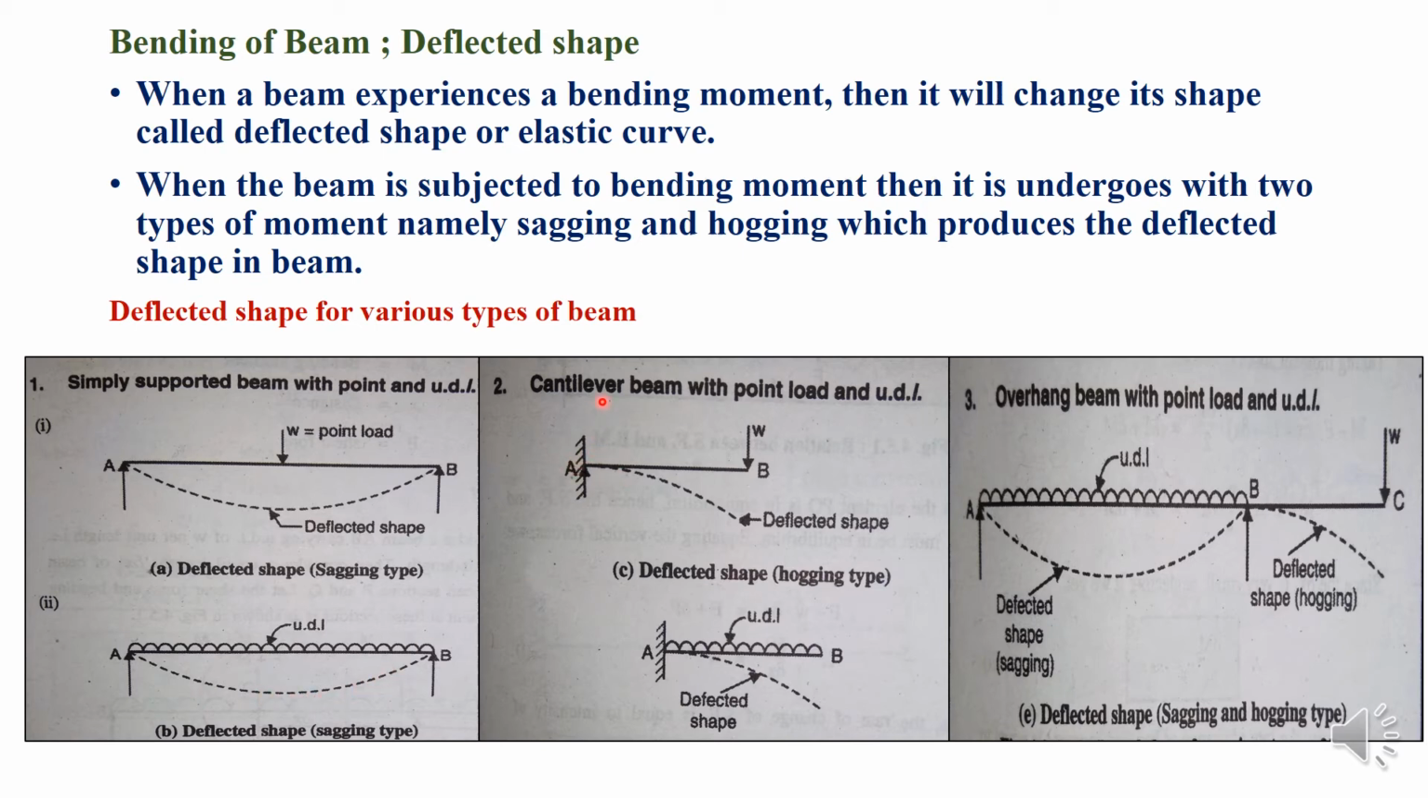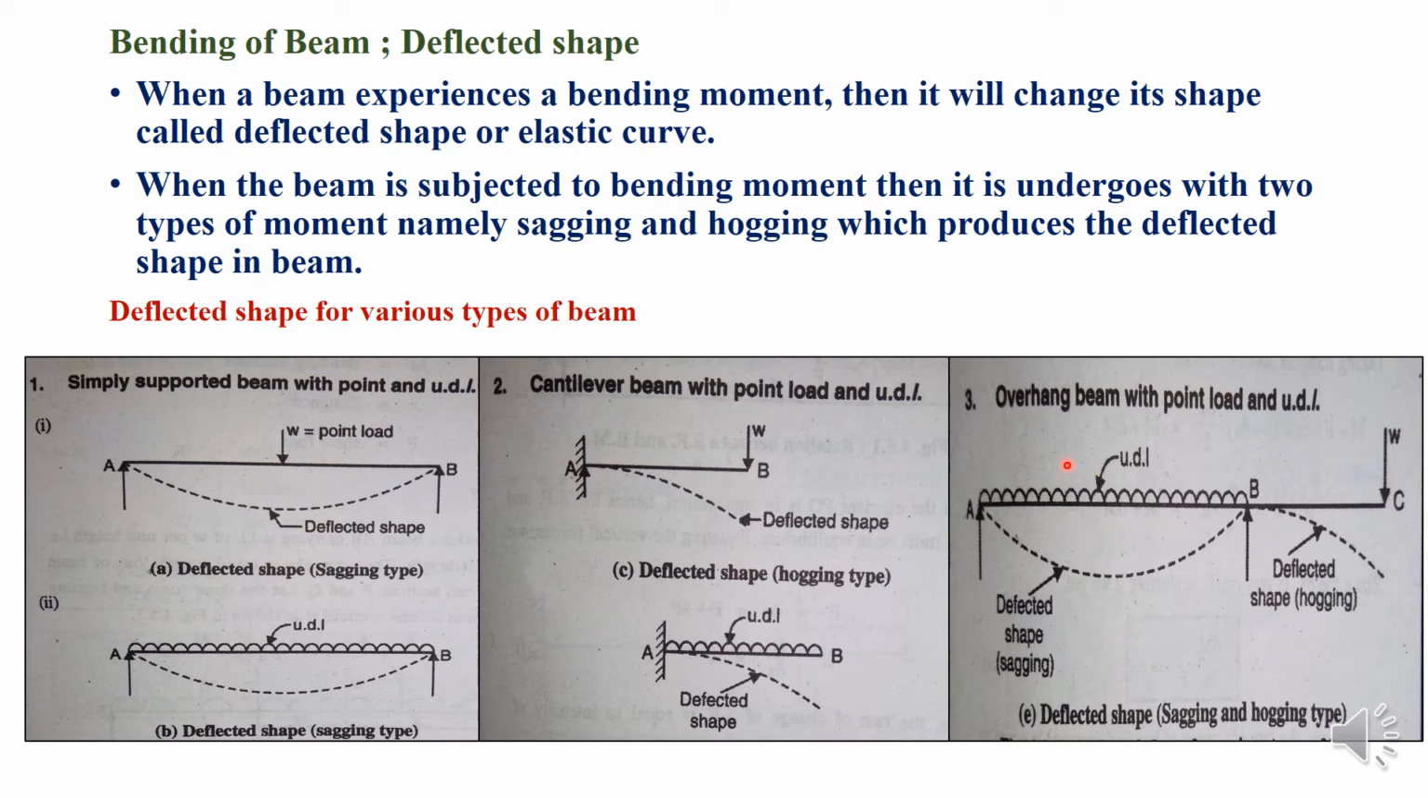Next is a cantilever beam with a point load and UDL. This is the first figure of the cantilever beam, and the load W acts at the free end. The dotted line shows the deflection of that beam, and this type of deflection is the hogging type. In the same case, when the cantilever beam is loaded with a UDL, the beam also deflects in a hogging manner, and the dotted line shows the path of that deflection.